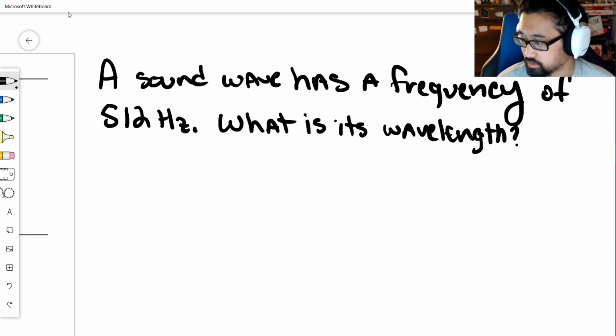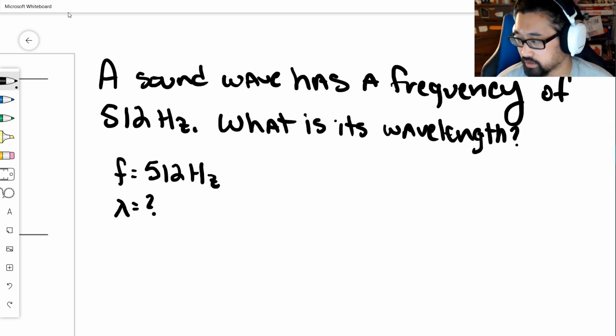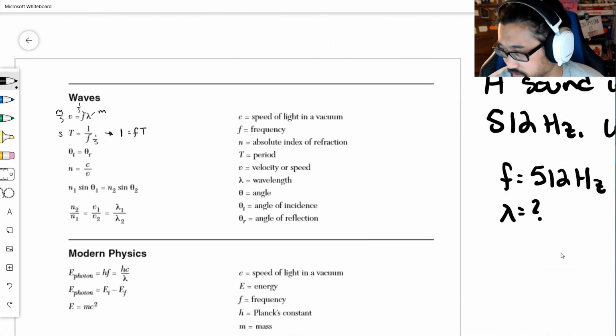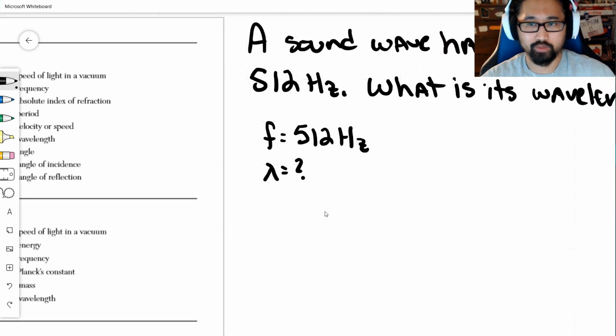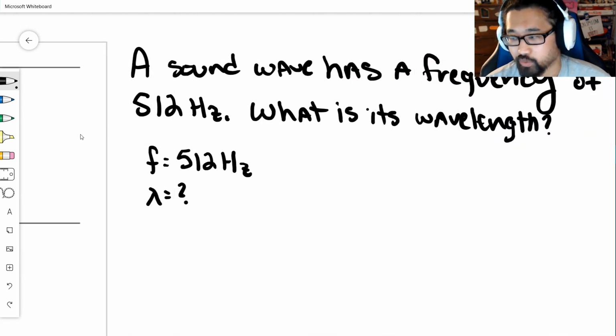Right, so we're given information about the frequency. It is 512 hertz. I want to know what is the wavelength. I have no idea. They only tell me it's a sound wave. Now, the only relationship that you have in your reference table is that v equals f lambda. And that would be great. Velocity is frequency times wavelength, which would be great if I had the velocity. They did tell you it was a sound wave.